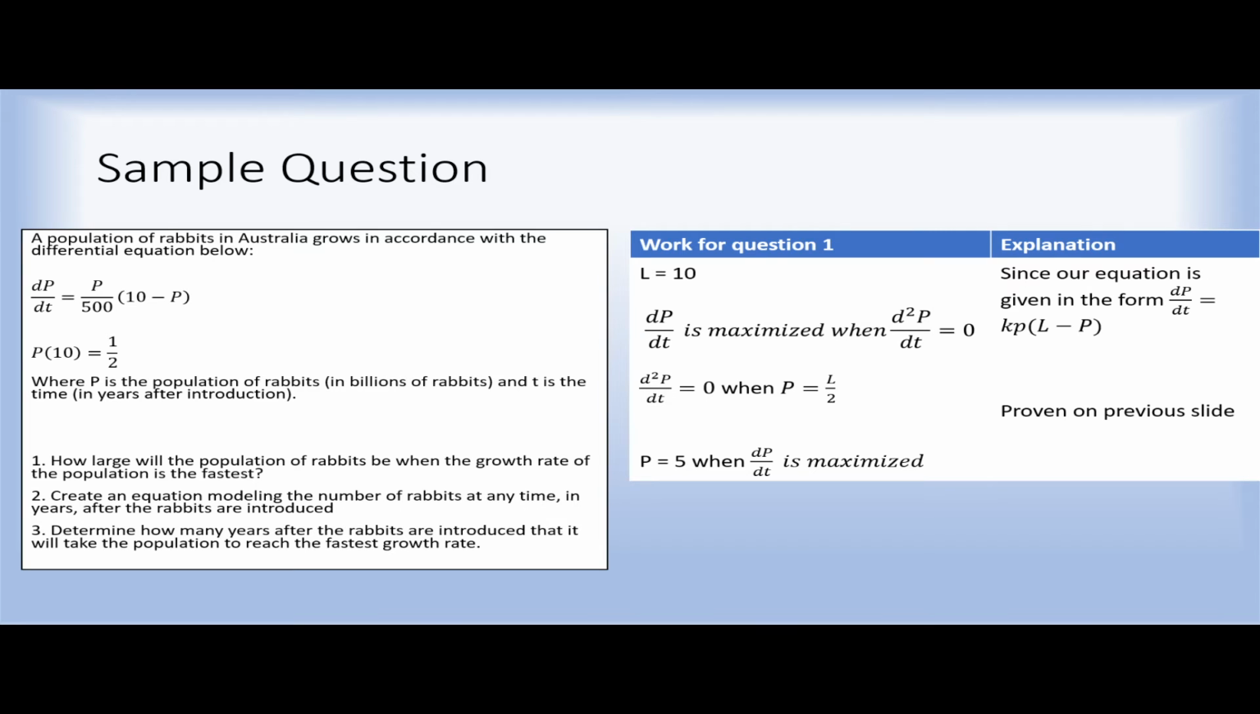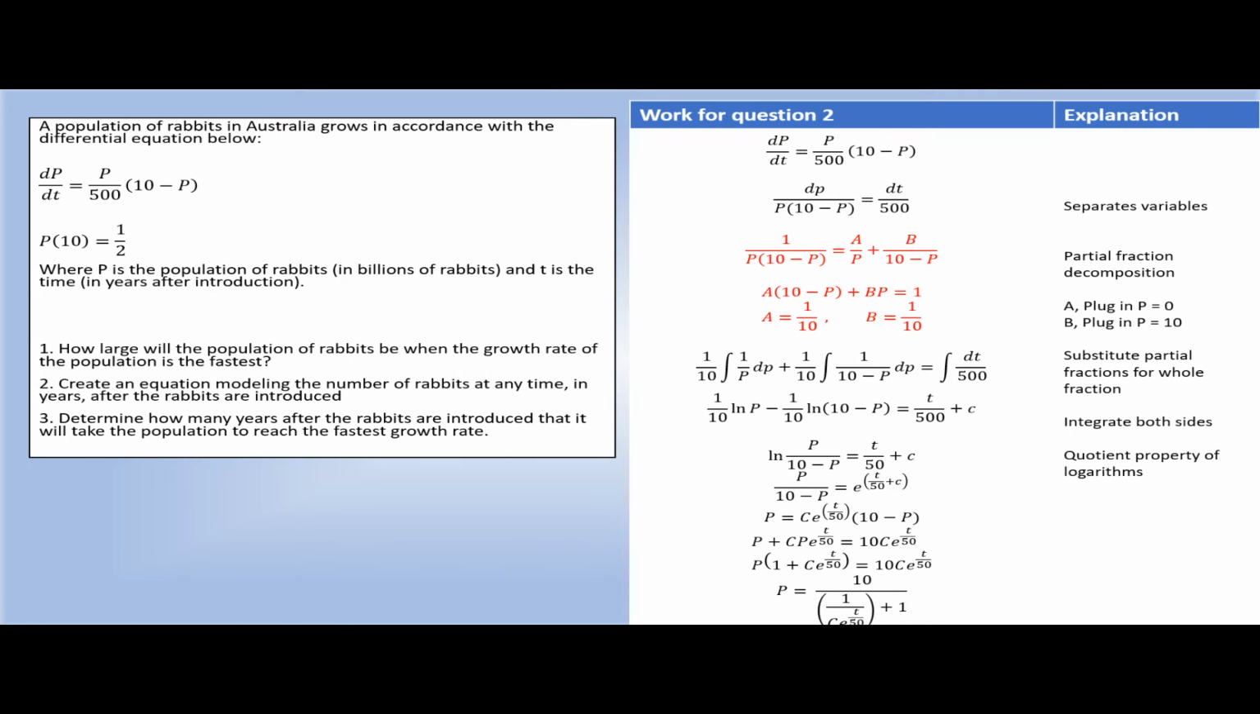Okay, last thing to show is if I wanted to create an equation for p, I could solve this using a separable differential equation. So taking one of these logistic growth equations, dp over dt equals this one, p over 500 times 10 minus p. So in this case, our carrying capacity, the limit the environment can support, is 10, and our units are billions of rabbits. So this environment can support 10 billion rabbits.